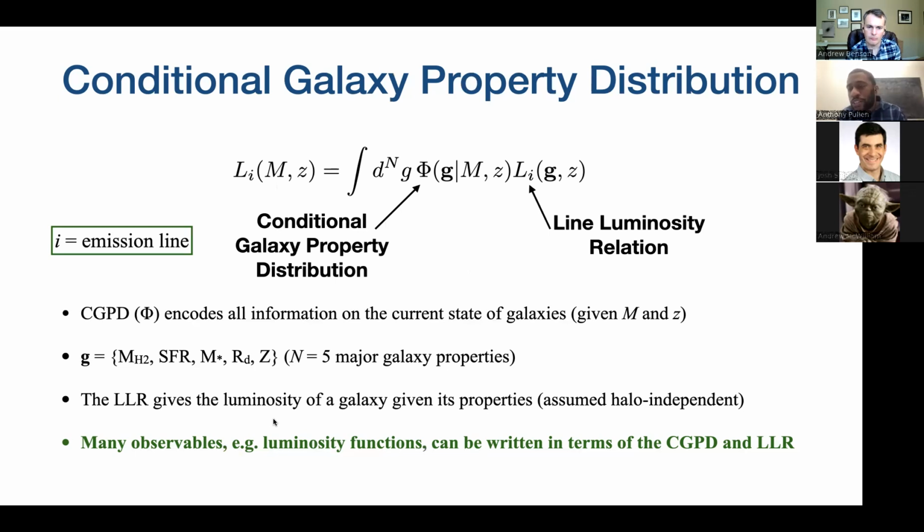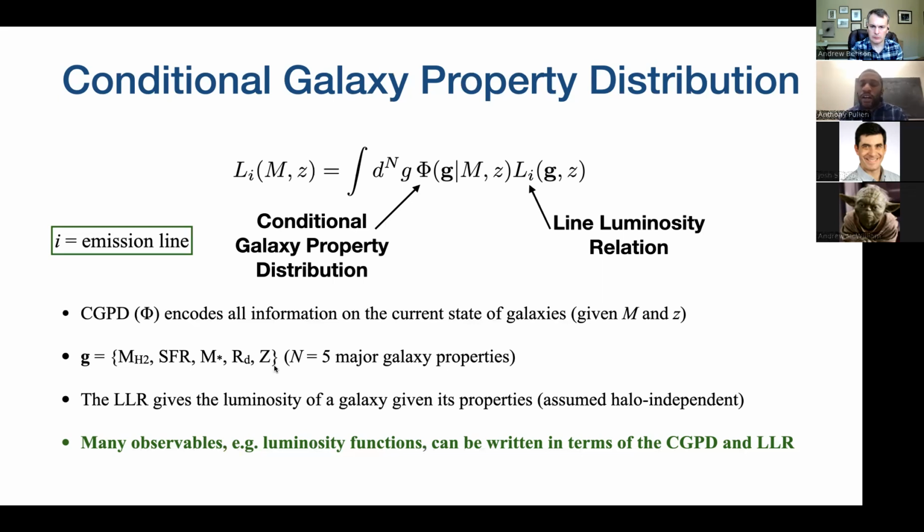what all the properties of a galaxy are, and those 5 parameters are the H2 mass of that galaxy, the star formation rate, the stellar mass, the size of the galactic disk, as well as the metallicity of that galaxy. So these 5 major properties govern all the properties of the galaxies in our semi-analytic model.